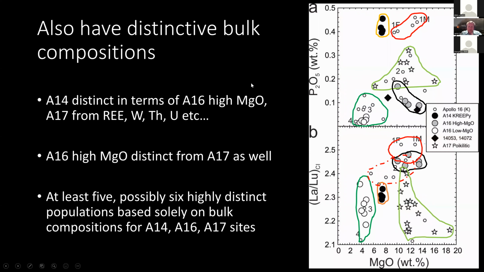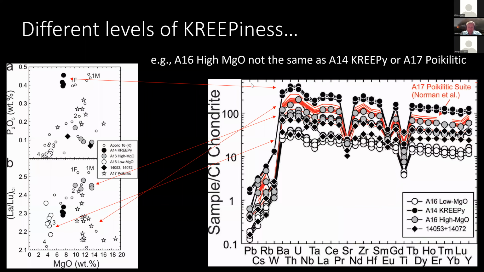The levels of incompatible trace element enrichment in these rocks varies by quite a significant degree as well. So for example, the high MgO Apollo 16 rocks are not the same as the Apollo 14 KREEP or Apollo 17 poikilitic rocks. And you can see that in these diagrams here. I now have an extended incompatible trace element diagram, sample over CI chondrite. I now have all of Mark Norman's data here in red, and all of my new data shown here in the various symbols. You can see there's a big variety going on here, a lot of detail that I'm not going to get into, but you can see now how the groups relate to one another on these types of diagrams.